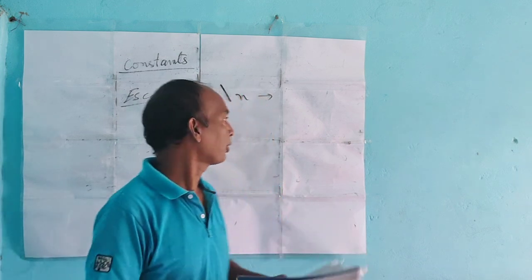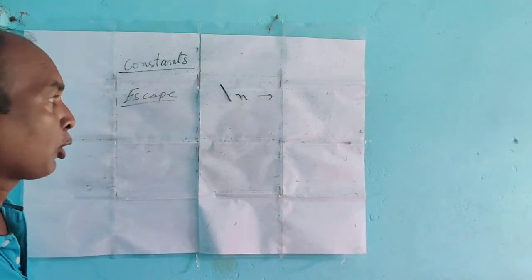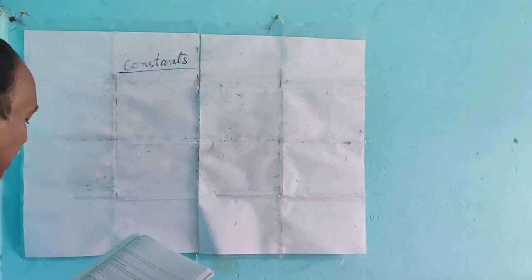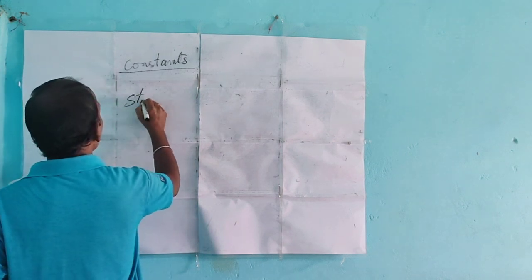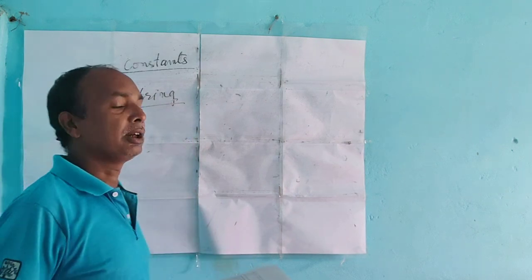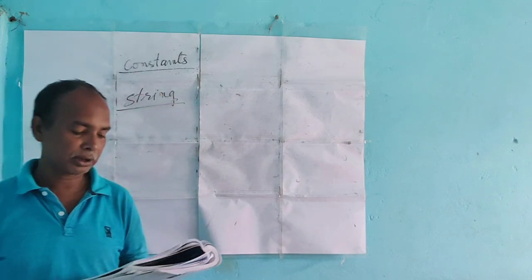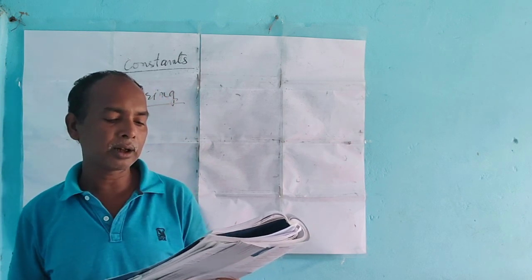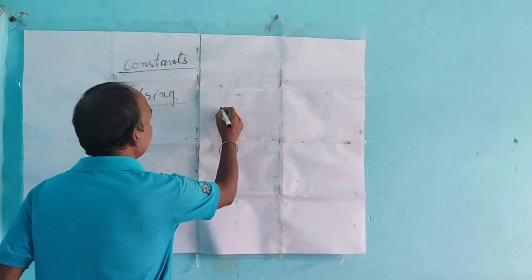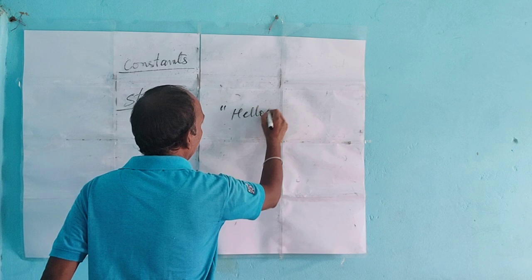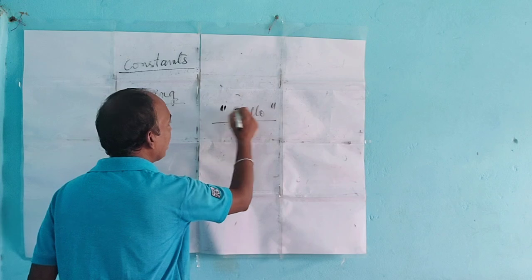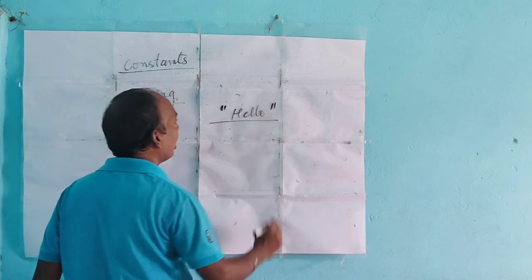Next is your string constant. The last part of the constants is your string constant. Whatever you write within double quotation marks is denoted as a string constant. A string constant is a sequence of characters enclosed in a pair of double quotation marks. For example, if you write hello, it is a string constant. Whatever you write between the double quotation marks will be printed in the output.